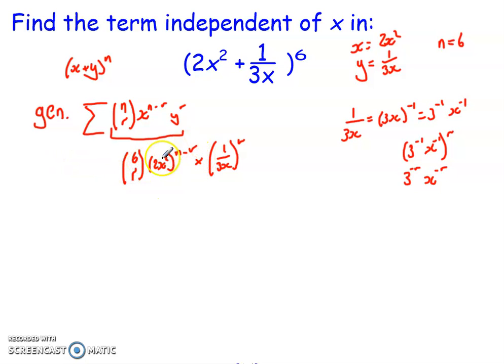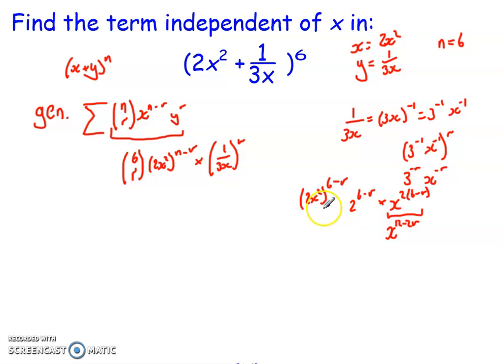If I then look at expanding the 2x squared to the n minus r, well, one thing I've got to remember is that n is equal to 6. So that is the equivalent of saying 2x squared to the power of 6 minus r. What I then do is expand each of these on their own. So I get 2 to the power of 6 minus r, and I'm going to have that multiplied by x squared to the 6 minus r, so that's 2 times the 6 minus r. So my x part here is going to be given by x to the 12 minus 2r.